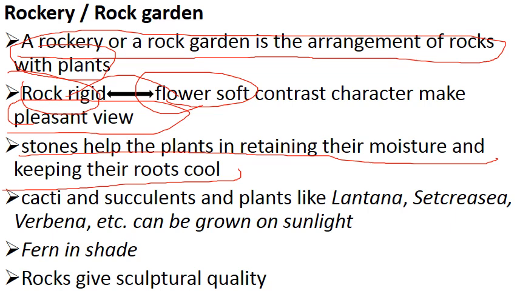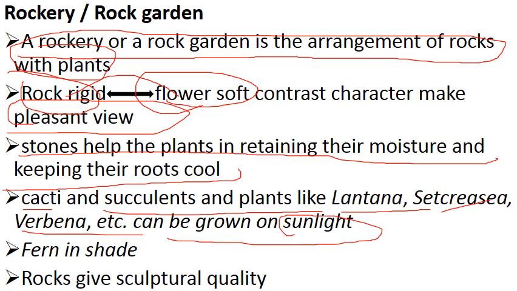Some specific plants can be grown with rock. Some examples are cacti, means cactus, and succulent plants like lantana, verbena, etc., which can be grown in sunlight. If there is shade, means if there is any tree having a large crown, so there is shade, what should we do? We grow ferns, or you can grow any indoor plants also. Rocks give a sculptural quality. It means you choose some rocks having such qualities, which will enhance the beauty of a garden or any landscape gardening.